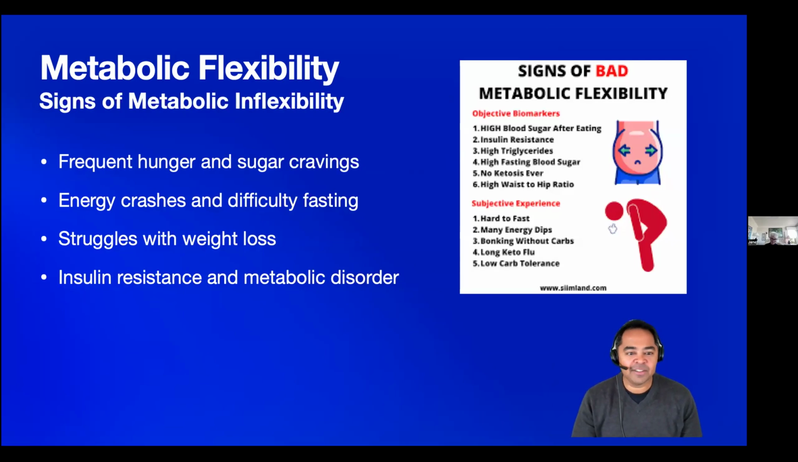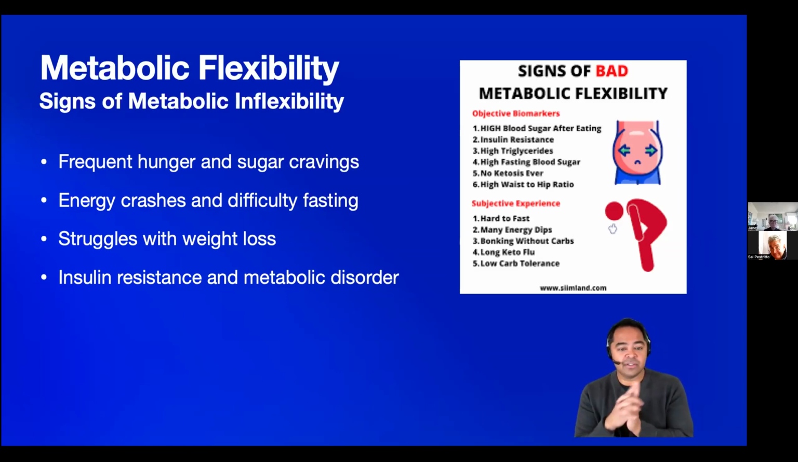Signs of metabolic flexibility issues include frequent hunger and sugar cravings. That means you're getting those sugar cravings because your body doesn't know how to flip into fat metabolism mode. And I think a lot of times, in that first week or two of people going on the program, it becomes very difficult for them to fast because their bodies have that inflexibility.